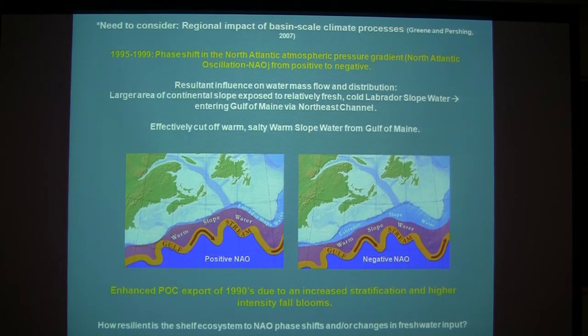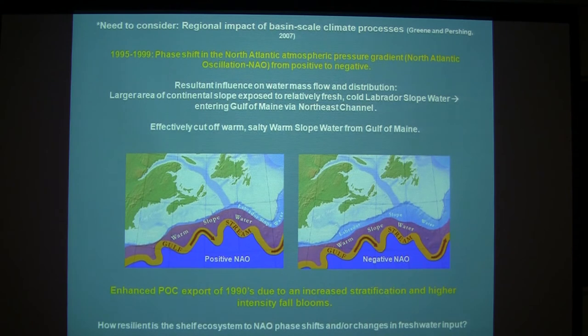So the NAO has these fluctuations, and we can look at the relative amounts of warm slope water versus colder, less saline Labrador seawater flowing into the Gulf of Maine and how that might affect productivity. So essentially, when the warm salty water is cut off, we're in a negative NAO phase. Now what happened in the 90s, when we had those traps out in the mid-90s, was a very rapid change from a positive to a negative situation.